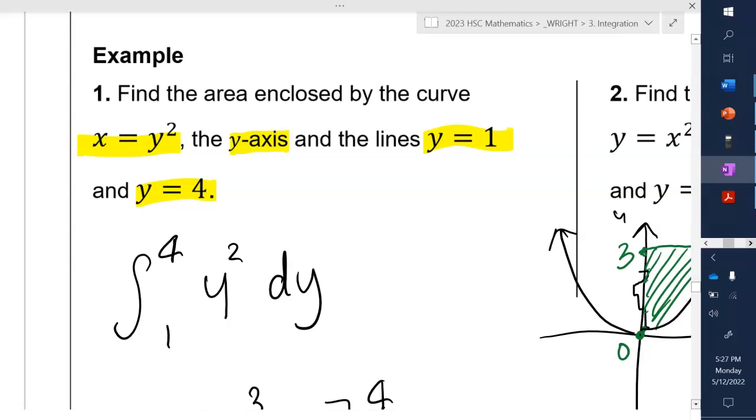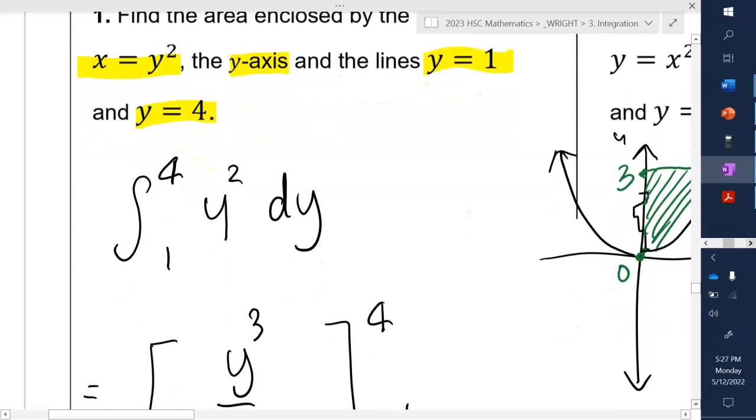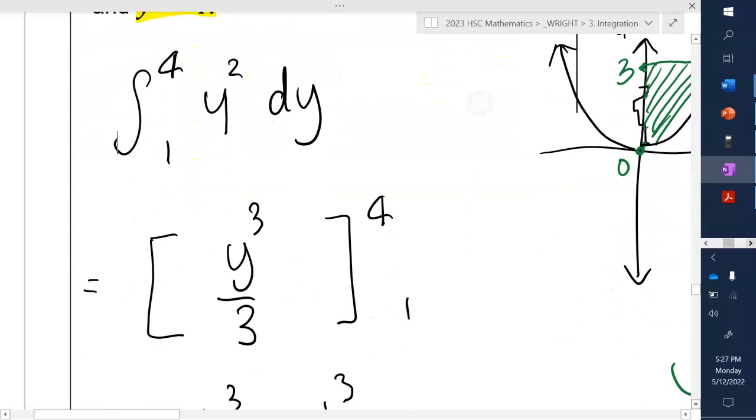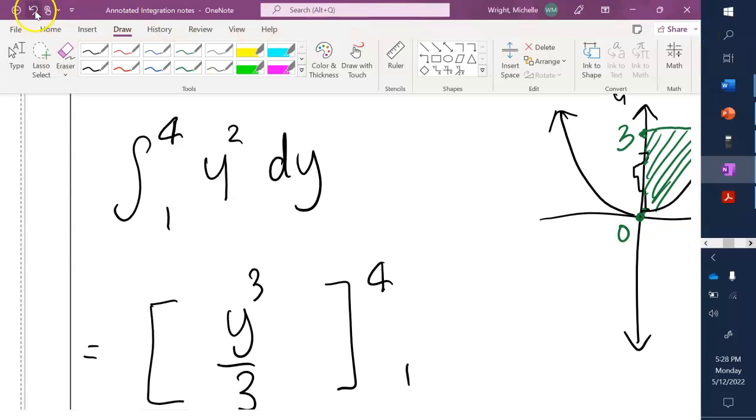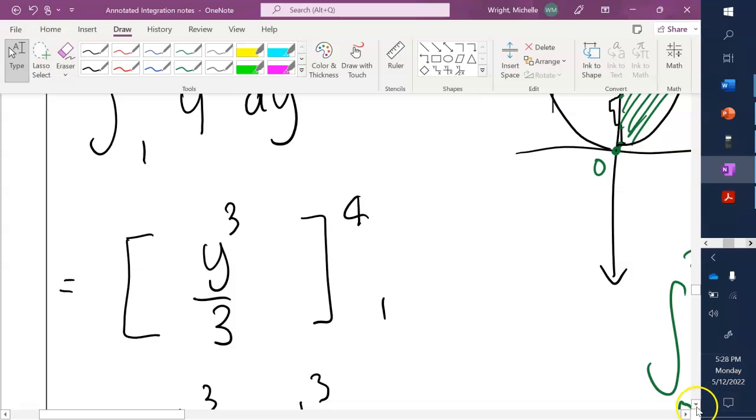It's y squared because our function needs to be x equals, a function of y as opposed to a function of x. Now we integrate as we did before. When we integrate y squared, we add 1 to our index to get a 3 and divide by that new index, and we calculate using our upper and lower bounds, 4 and 1. Let's put that into our function.